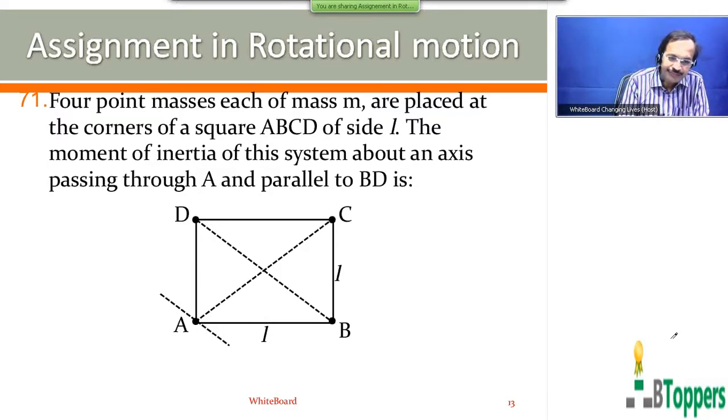So here, the first particle placed at the point A lies on this axis that passes through the point A, which is parallel to side BD. Therefore, the distance of the first particle from the axis can be taken as 0.